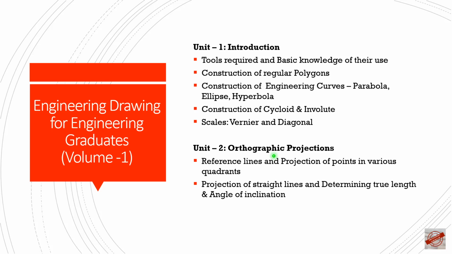Then we will learn the projection of straight lines, if the line is inclined to both, parallel to one and perpendicular to one plane. So we will discuss planes, quadrants, and then based on that we will discuss projection of a straight line, and then determine true length and angle of inclination. So that is all for this volume 1. In volume 2 we will continue with projection of planes and projection of solids. So for this volume, these 2 will be the syllabus.